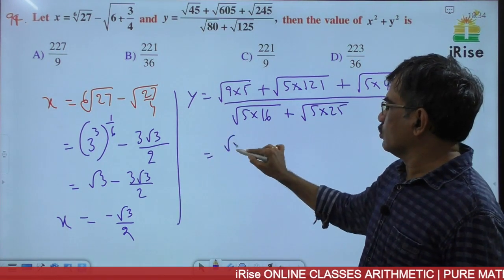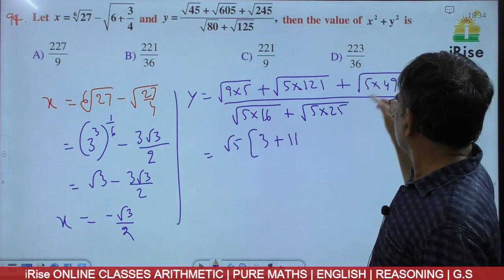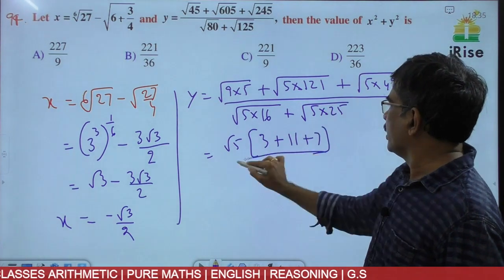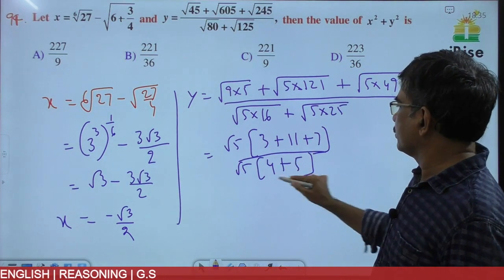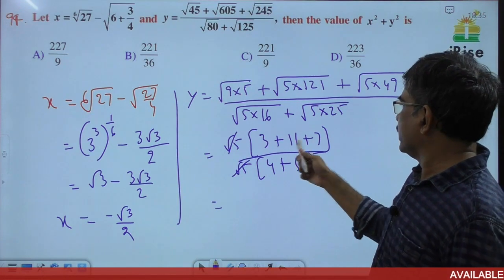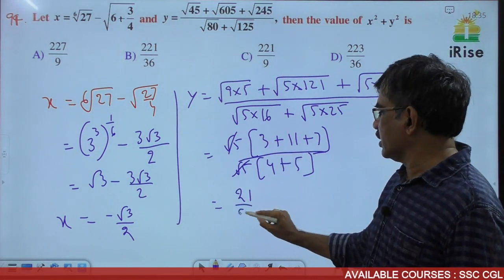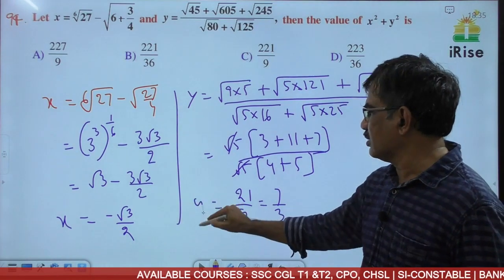So in all this, take root 5 common in the numerator. Root 9 is 3. This is 11. This is 7 by root 5 common in the denominator 4 plus 5. What we get here? 18 plus 3, 21 by 9, which is equal to 3 7s, 3 3. 7 by 3 is the value of y.